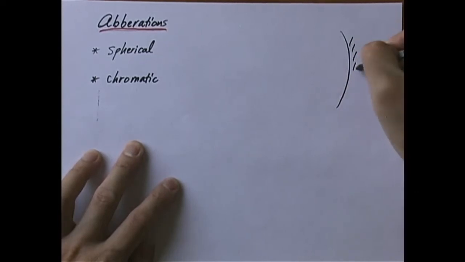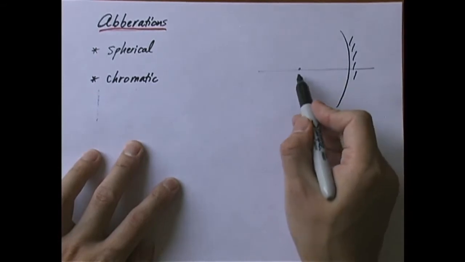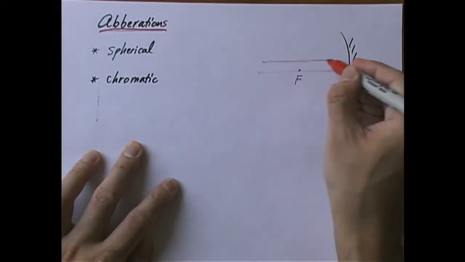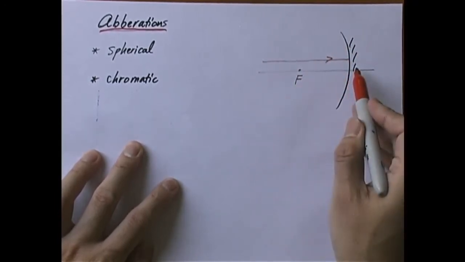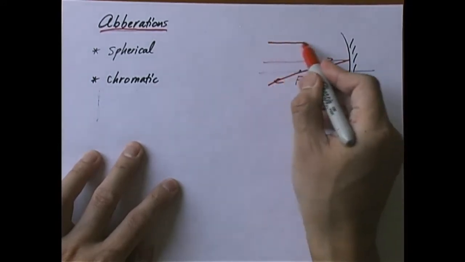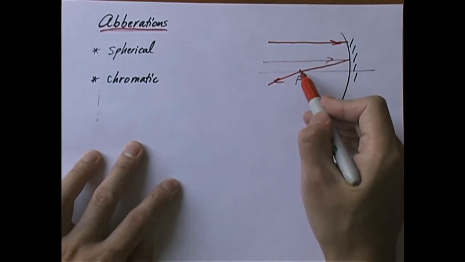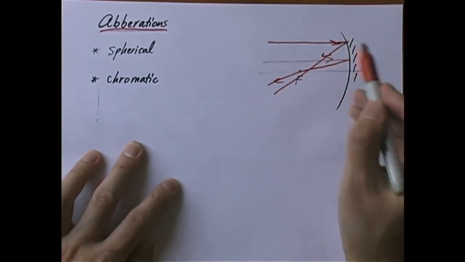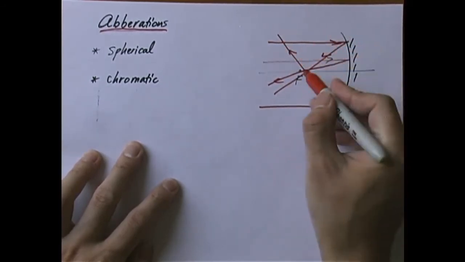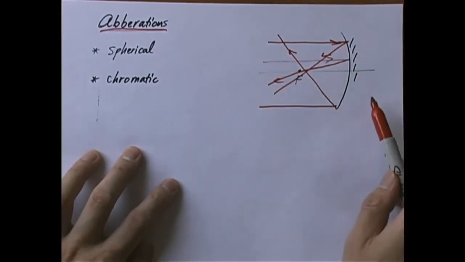This is part of a sphere. Here's the optical axis, and here is the focal point. You will find that beams that are close to the optical axis will indeed focus very well. But another beam that is not that close to the optical axis is not going to focus exactly at that location. It's going to focus somewhere different. Another beam that is further away may focus somewhere there. So you lose sharp focus for beams that are further away from the optical axis.